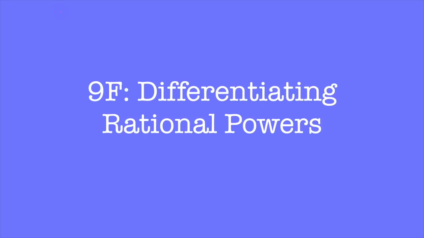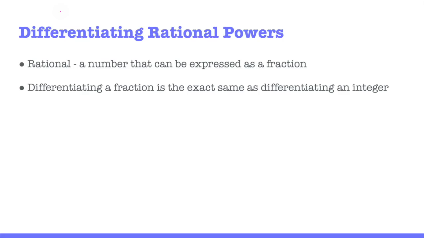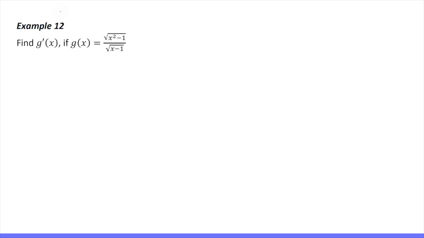9F, differentiating rational powers. Differentiating rational powers is exactly the same as differentiating any other integer power. A rational power is simply referring to a number that can be expressed as a fraction. So differentiating this fraction is going to be the same as when I differentiate a regular number. I pull the power out the front and then I subtract 1 from the power.